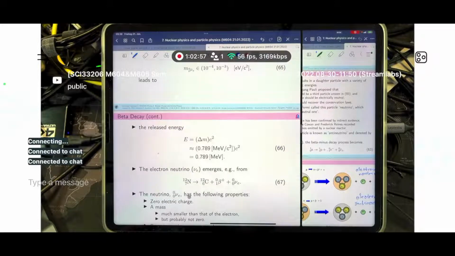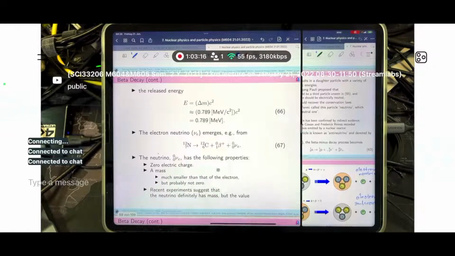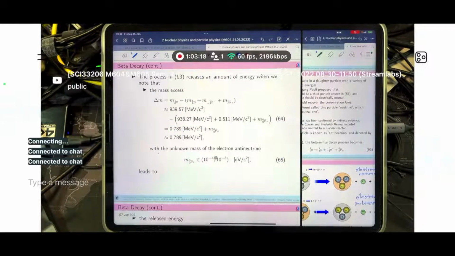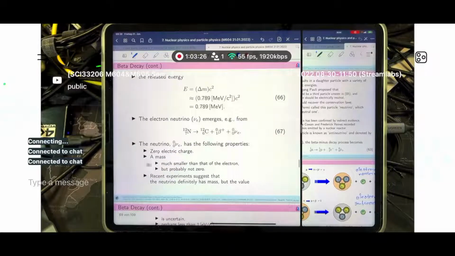The neutrino, the word Enrico Fermi coined before, has the following properties. It has zero charge, it's neutral. Its mass is much smaller than the electron, as you can see here, 1,000 million or 100 million times less than the mass of the electron, which is very, very tiny. The mass is much smaller than the electron but probably not zero. It's not zero, but it's beyond the ability of humans right now.